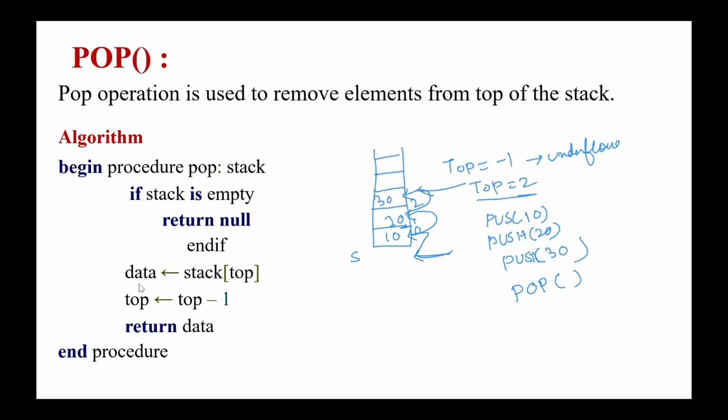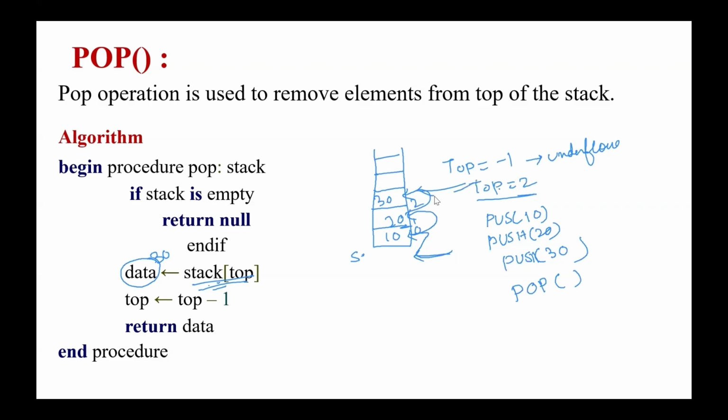And then what we have to do? Data is the variable where we have to store the stack top. What is the stack top? Stack top is 30. So data stores the 30, then top equals top minus 1.